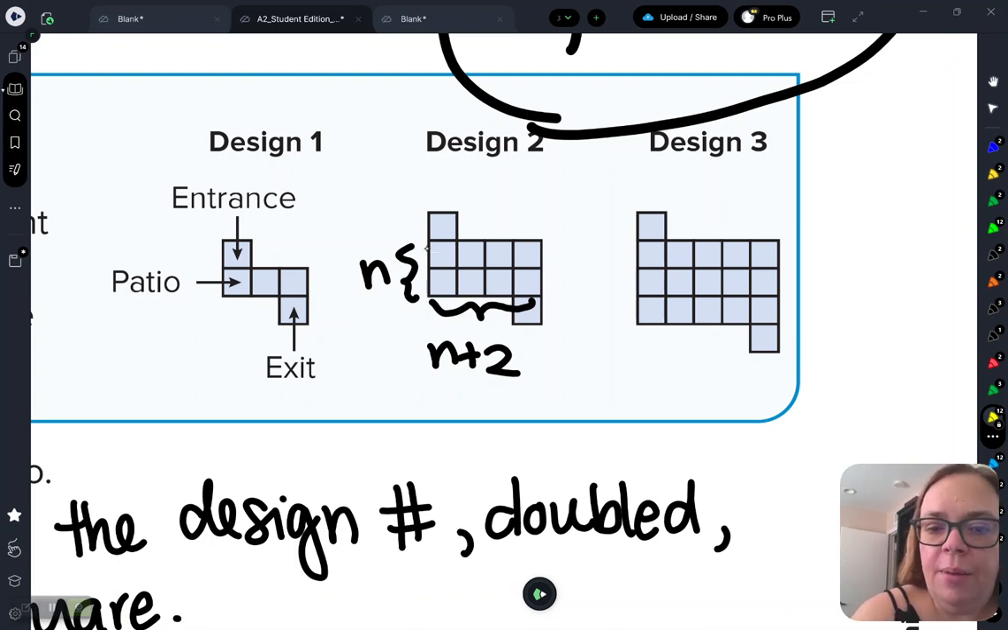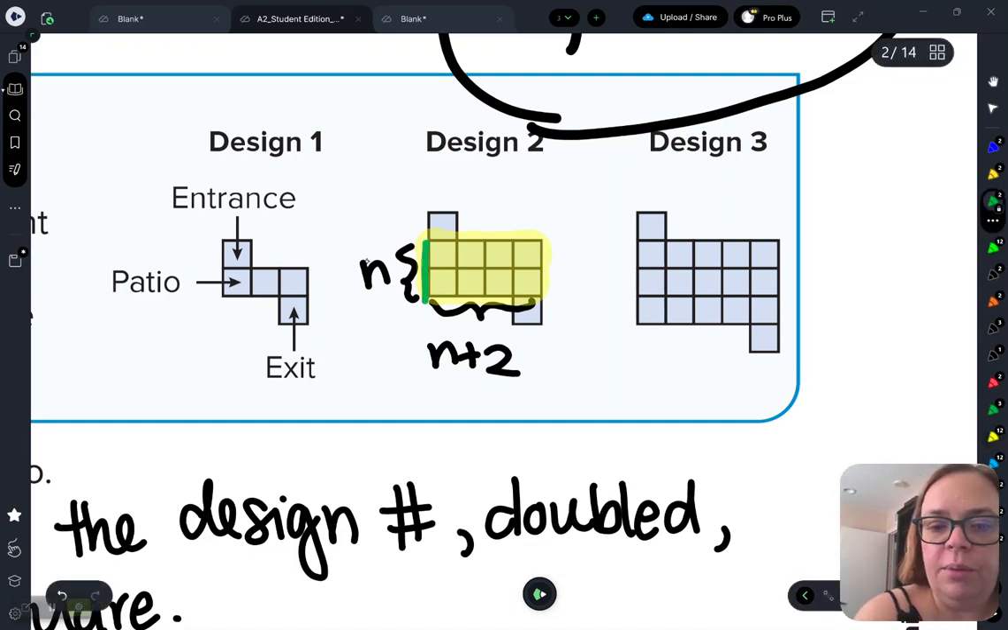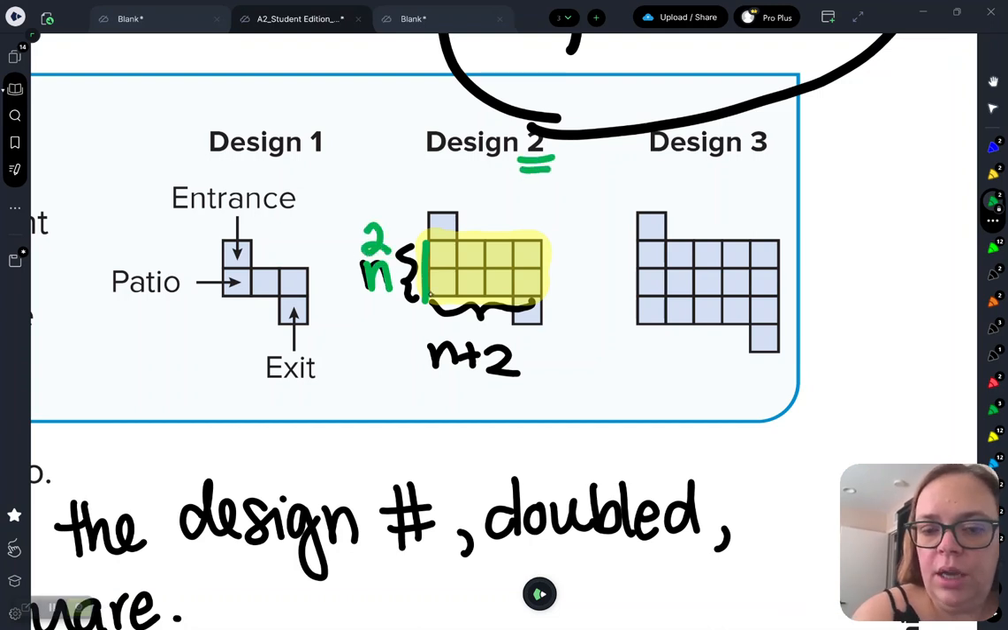But if you look at this rectangle in the middle, its dimensions were the design number, which I'm calling n, so in this case 2, times the design number plus 2. So it's 4, right? That's 2 more than 2. We can verify it here as well.